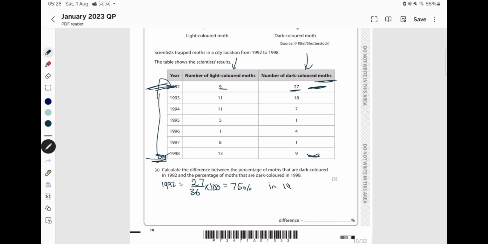Now in 1998, we had 9 and 13, so the total was 9 plus 13, which is 22. So we're going to do 9 divided by 22 times 100, which is 40.90, which is 41%. Okay, now I want to know the difference. So basically all you're going to do is deduct the 41 from the 75, and that is going to be 34%.